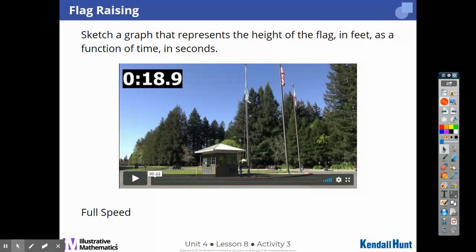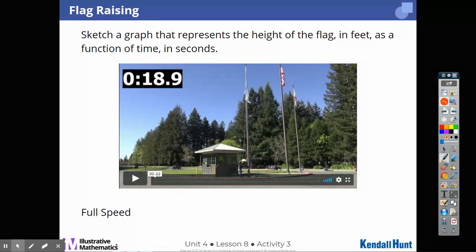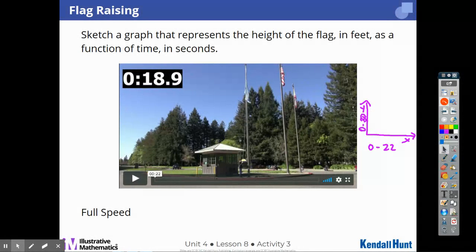So what I want you to do, you need your paper and you're going to draw an X, Y axis. So you have a plane here, you have X, you have Y, and your X axis needs to go from 0 to 22 seconds, and your Y axis needs to go from 0 to 30. Go ahead and do that.